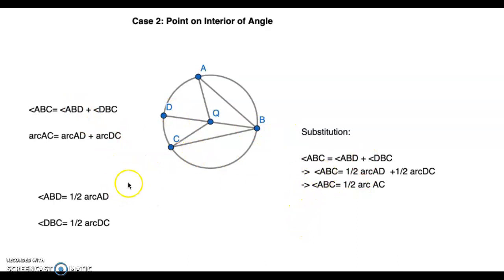And so when we substitute that in, since ABD is half the arc length of AD and DBC is half the arc length of DC here, we know that this sum is going to be half the arc length of AC, and that concludes our proof.